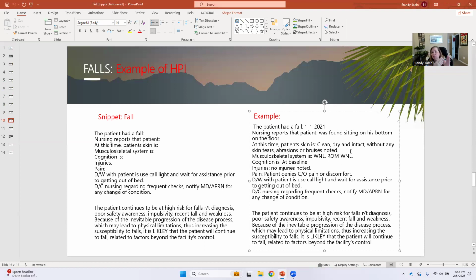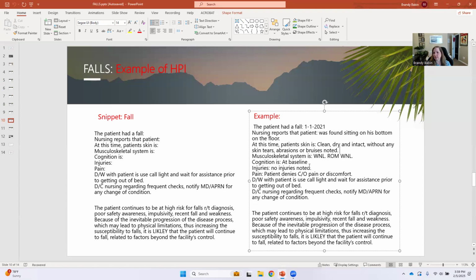Again, we're in the history of present illness. We're at the very top. So I want to say positives and negatives. No skin tears, no abrasions, no bruises. And then the musculoskeletal system is within normal limits. Range of motion within normal limits. If you had any external rotation, if you had anything that was abnormal with your musculoskeletal system, you would put that here.